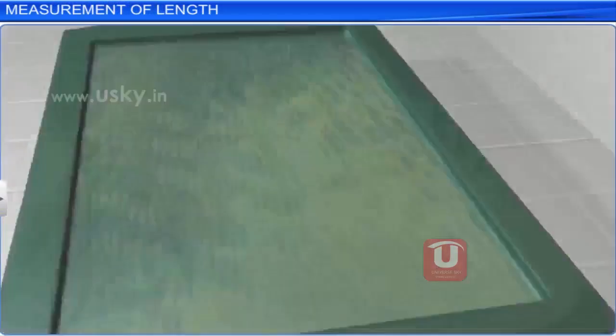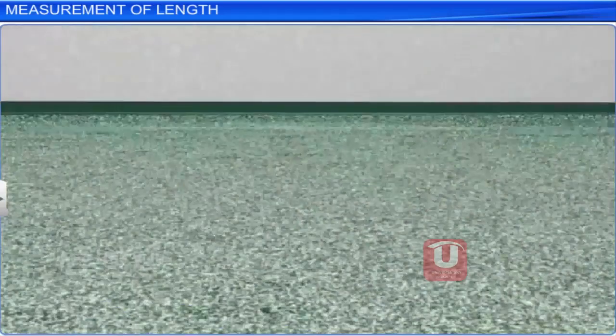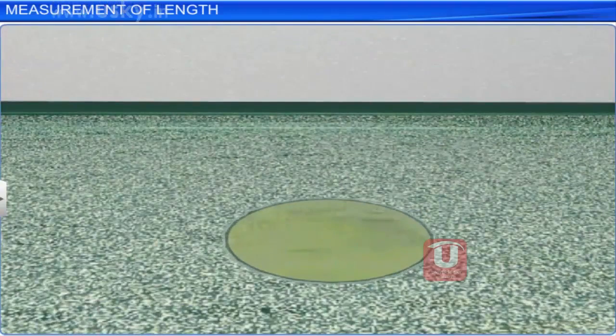Next, we take water in a large trough and sprinkle some lycopodium powder on its surface. Lycopodium powder is a yellow tan powder that spreads uniformly throughout the surface of water, forming a thin layer. Then, put 1 drop of alcohol oleic acid solution in this trough. The oleic acid drop spreads into a thin, large and roughly circular film of molecular thickness on water surface.